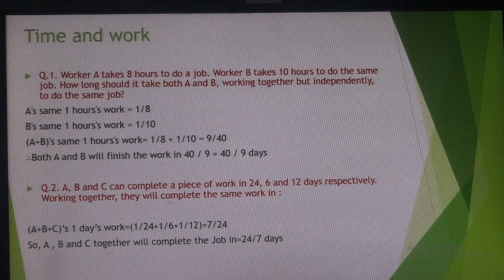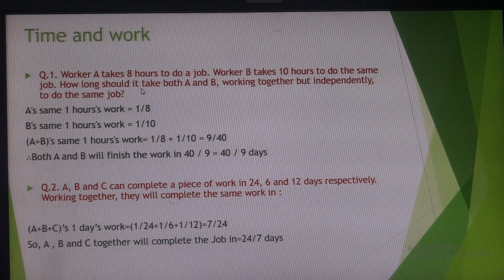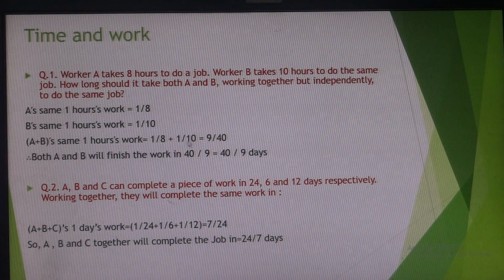So as A takes 8 hours to complete the job, A's 1 hour work will be 1 by 8. Same way, B takes 10 hours to complete the same job, so B's 1 hour work will be 1 by 10. And combining both, if you add both, you will get both combined 1 hour work. That is 1 by 8 plus 1 by 10, you get 9 by 40.